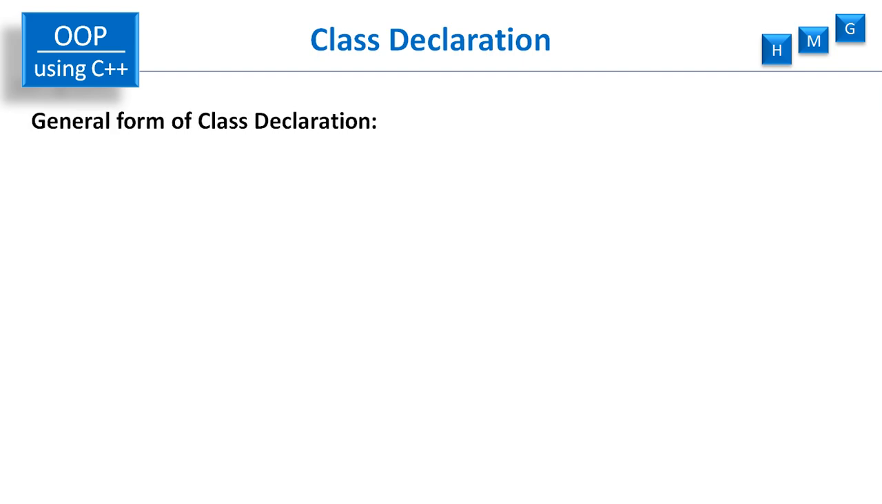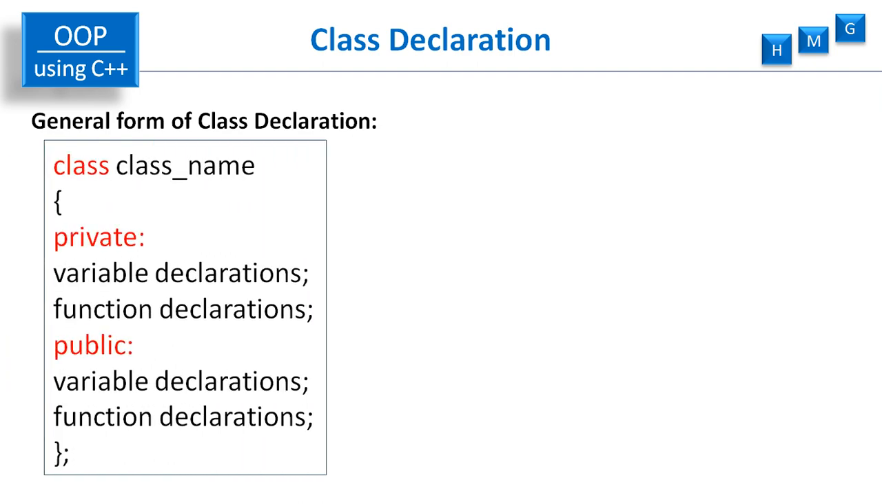Let us see the general format of class declaration. So this is the general form of class declaration. It starts with a keyword class followed by the class name. Here class name can be any identifier. Beginning of class with opening brace.